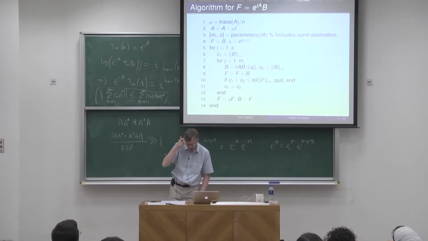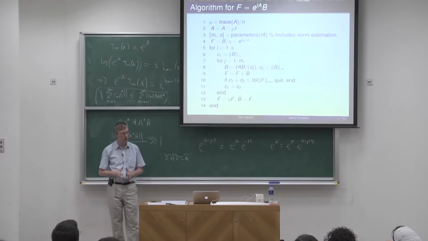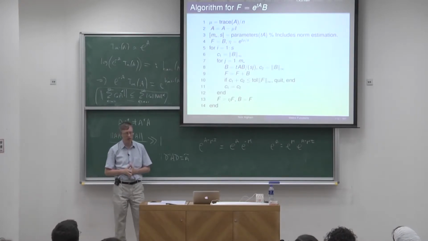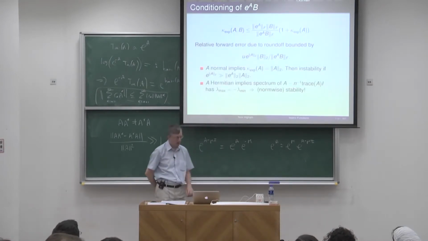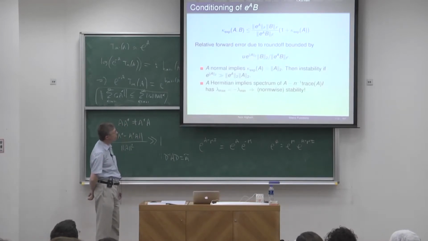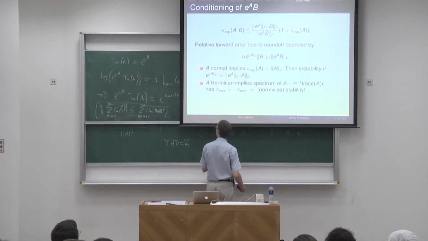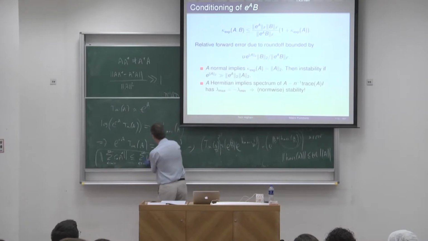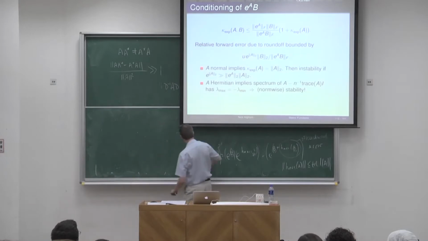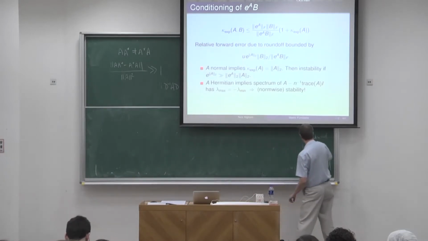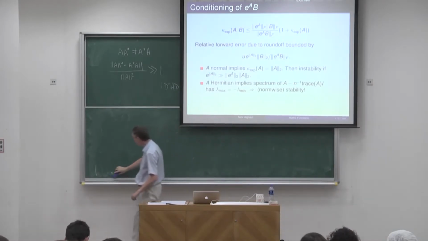But what about the effects of rounding error? Because the derivation of this algorithm did bound the backward error, but that's all in exact arithmetic. So can I say anything about the behavior in floating point arithmetic? Well, how accurately can I expect to get the answer? That's the key question. Well, for this we need a condition number.